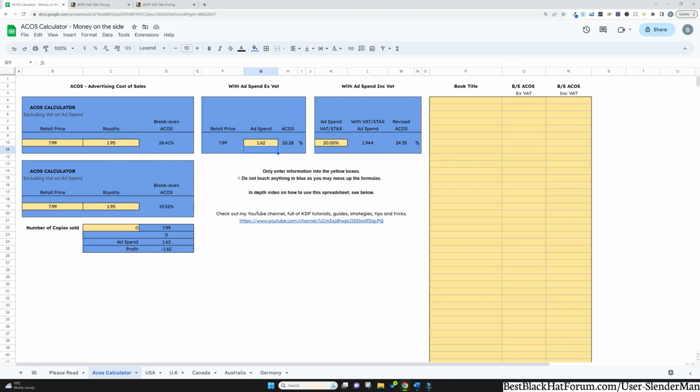You now know how to work out your break-even ACOS, but how will you remember all of the different break-even ACOSs across all the different books that you have? Well, the good news is I have some more suggestions for you.